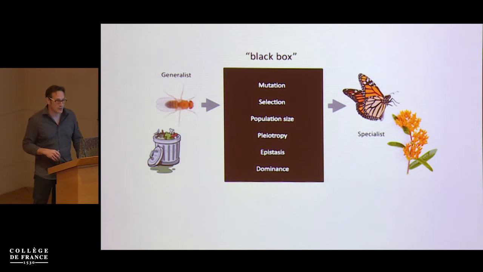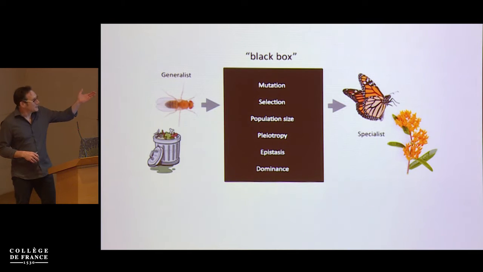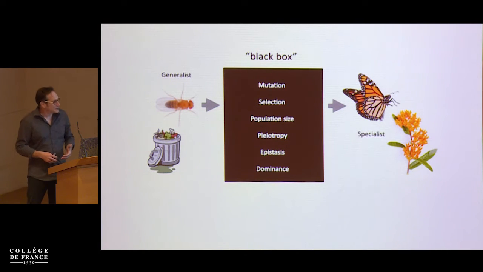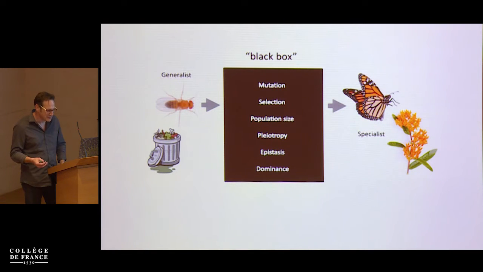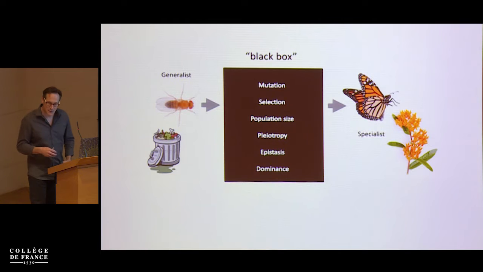We have no idea about how mutation limited this process is, or the relative importance of things like pleiotropy and epistasis. It's really quite a black box. And this is, of course, essential to understanding how predictable the adaptive evolutionary paths might be and what factors limit the rate of adaptation in general.